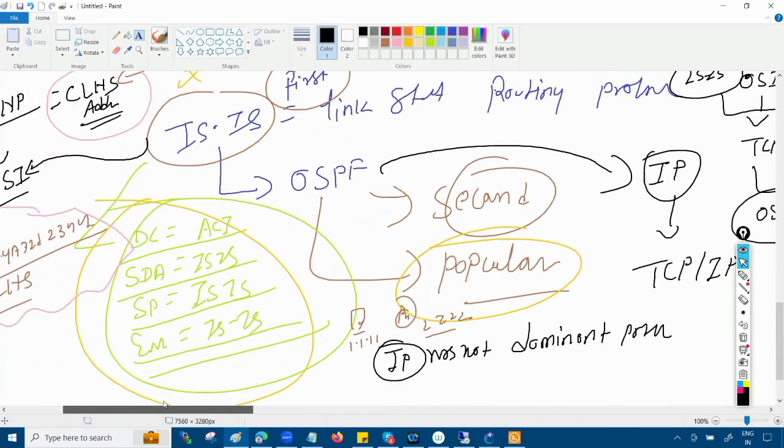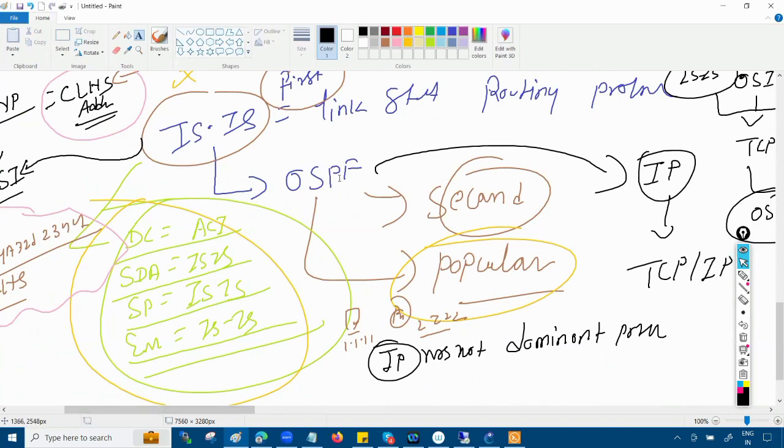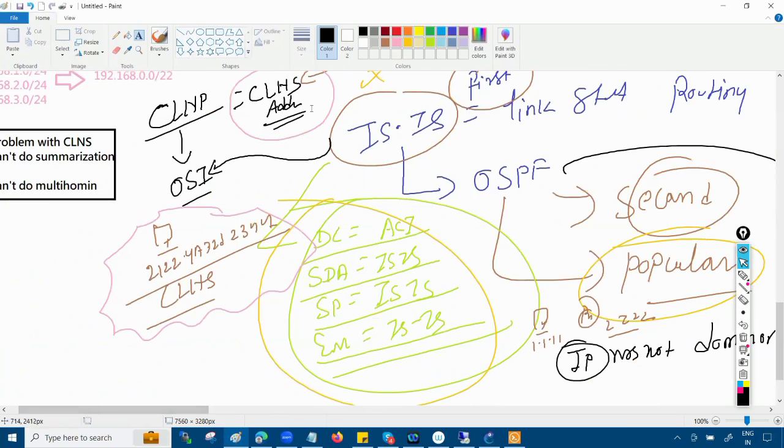We have seen the IS-IS protocol and the OSPF protocol. IS-IS was the first link state routing protocol, not OSPF. OSPF was popular because of IP. IS-IS did not become popular because it was introduced for OSI, the CLNP protocol. The addressing mechanism was CLNS, right? CLNP was a dominant protocol at that time. IP was not a dominant protocol.